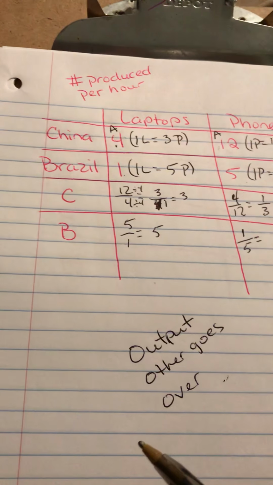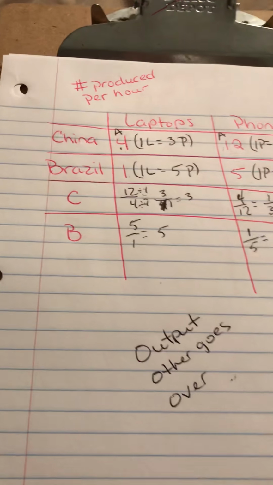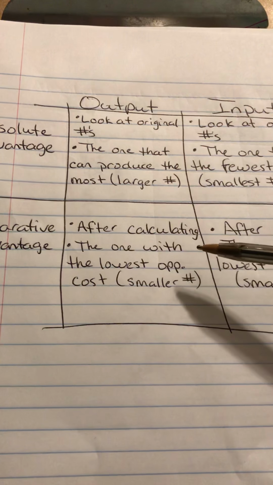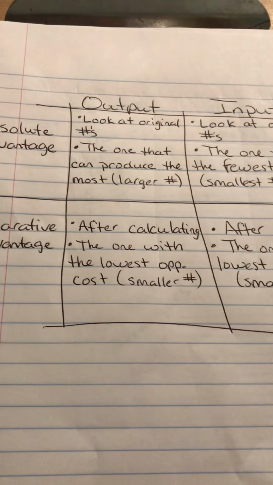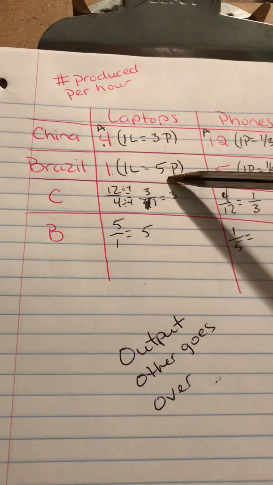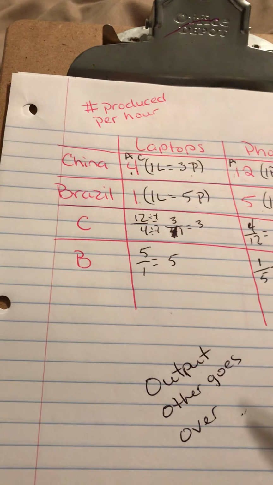Okay, so for comparative advantage in laptops, again, we're looking at, after the calculations, the one with the lowest opportunity cost, the smaller number. So 3 is smaller than 5. So China has comparative advantage in laptops because they have a lower opportunity cost.